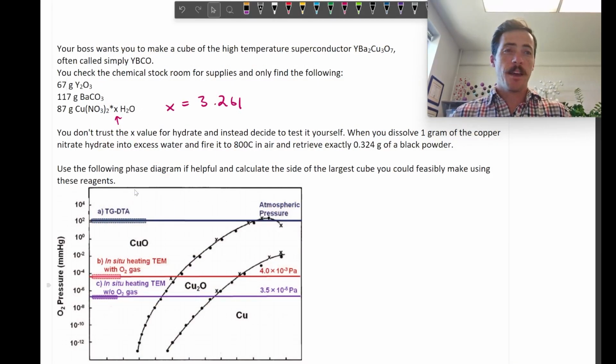reagent. Okay, so that is ChemSolve. I hope it's a useful tool for you. I use it all the time.